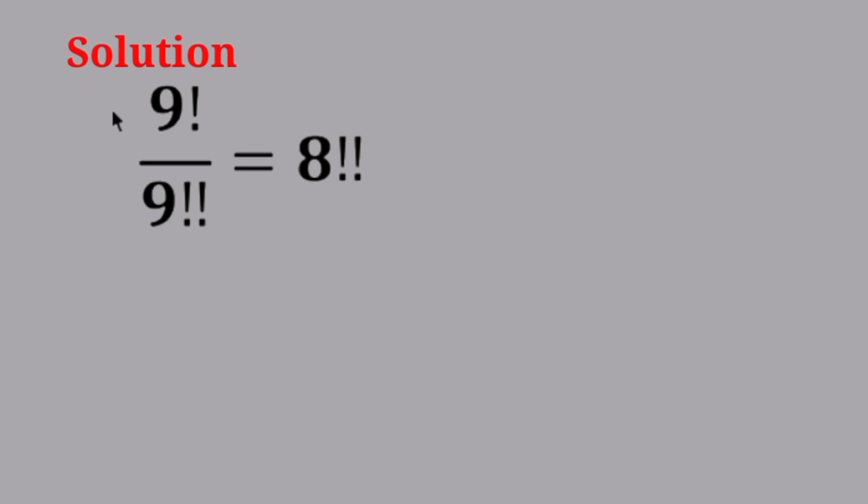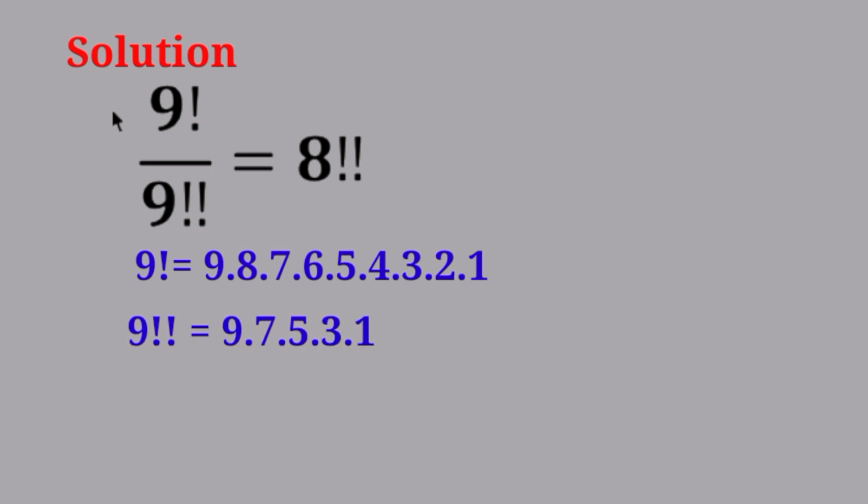Hey everyone, so today we discuss how to prove 9 factorial over 9 double factorial is equal to 8 double factorial. If we see, 9 factorial is equal to 9 × 8 × 7 × 6 × 5 × 4 × 3 × 2 × 1. So we find 9 double factorial, which means factorial of only odd numbers.